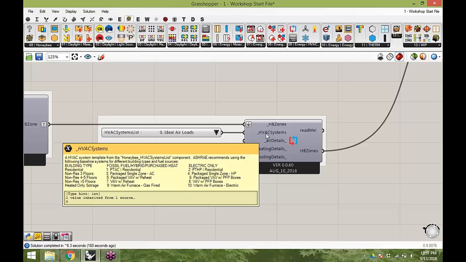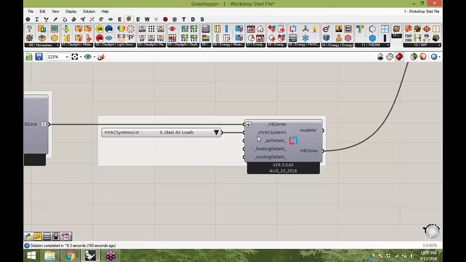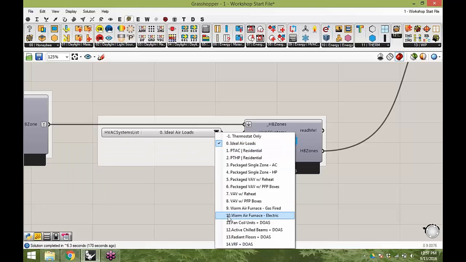And then finally you have a warm air furnace for systems 9 and 10, which are really only for warehouses and storage spaces where you're not going to cool or air condition the space. So that's important. Systems 1 through 10 are explained here.